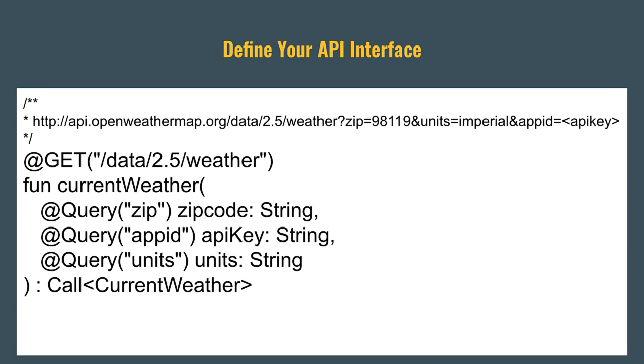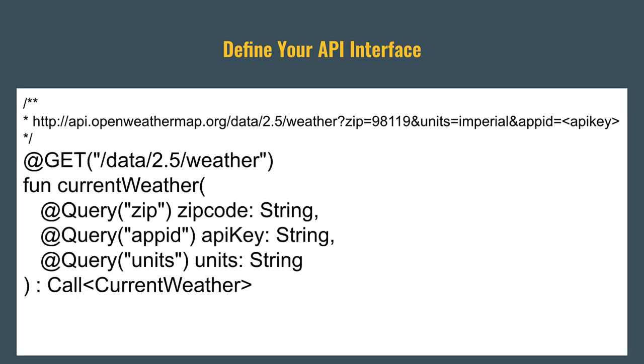Next up, we need to define our interface for working with that backend. So we're going to be creating an interface called OpenWeatherMapAPIService. And on that, we'll have an interface method that looks like this. It'll be called currentWeather. And we'll have some annotations here.